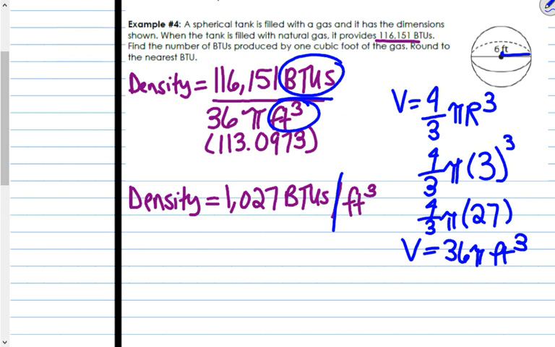So population density and BTUs and regular density, they're simply dividing a number by another number. Mass divided by volume, population divided by area, or BTUs divided by volume as well. Okay? We will do examples 5 and 6 in class together. But hopefully this gets you prepared for class.